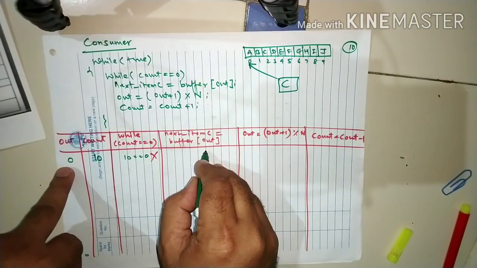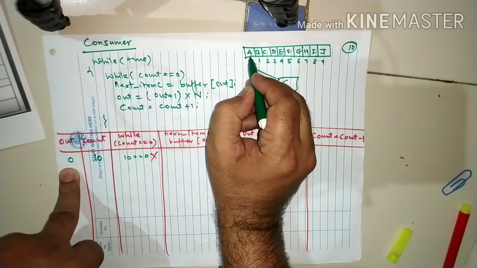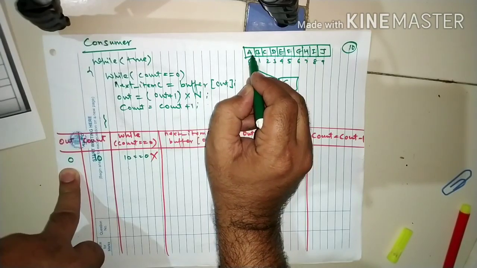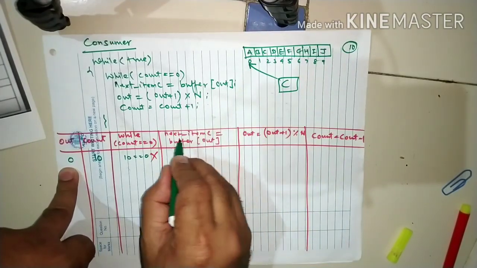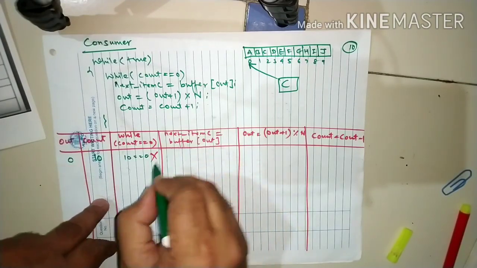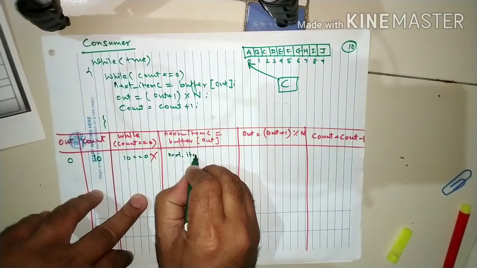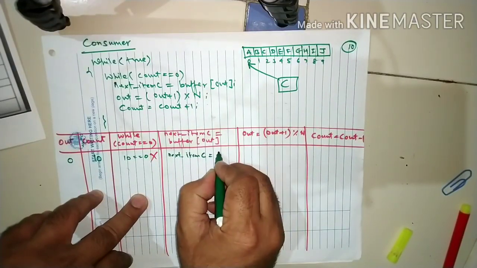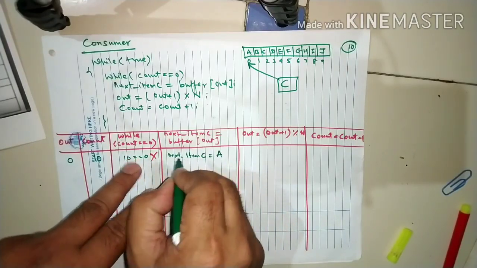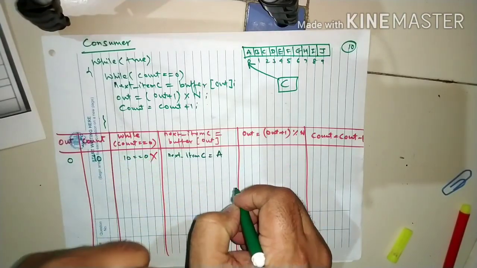Right now we are having out 0. Out of 0 is pointing to the element A, which is present on the zeroth index. So A will be placed inside the next item C. So next item C is equal to A. A will be placed inside the next item C variable. So your consumer has consumed the first element.